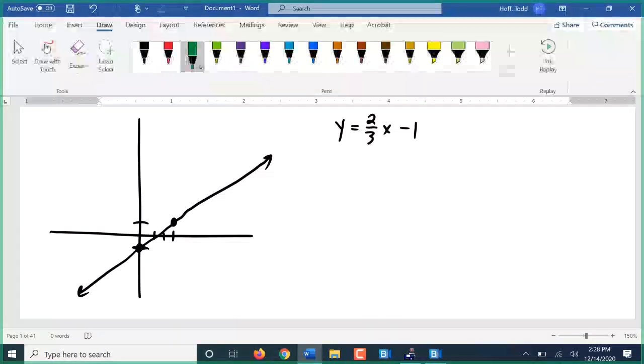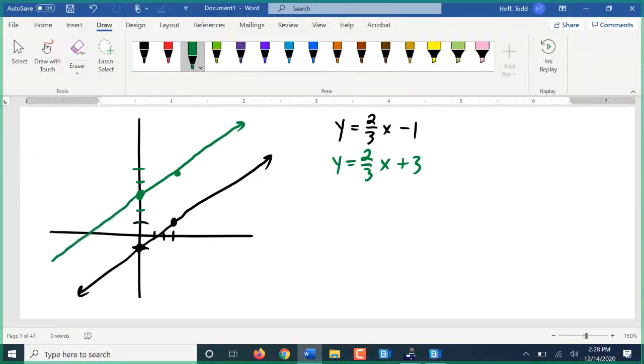Well, if I graph the equation y equals 2/3 x plus 3, that one starts at 1, 2, 3 above the origin. And from that first point, we go up 2 and run 1, 2, 3. And my line goes through those 2 points. What I notice about those 2 lines is that they are parallel.